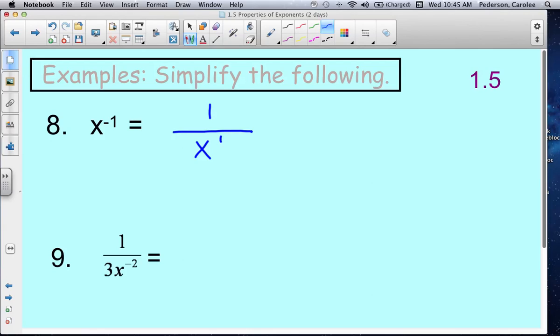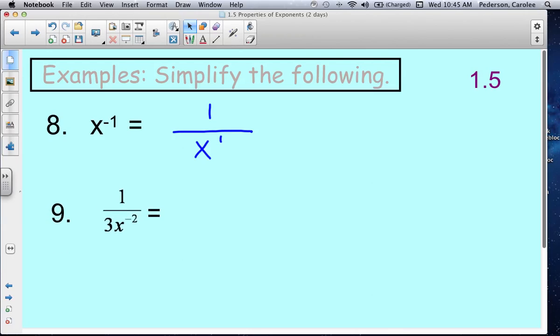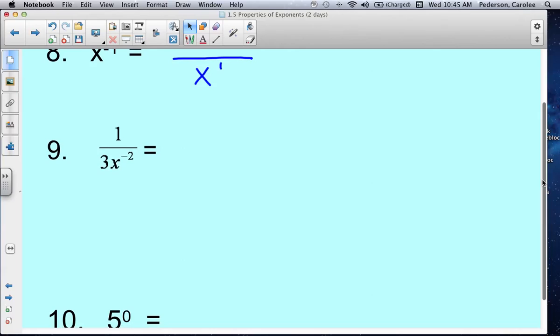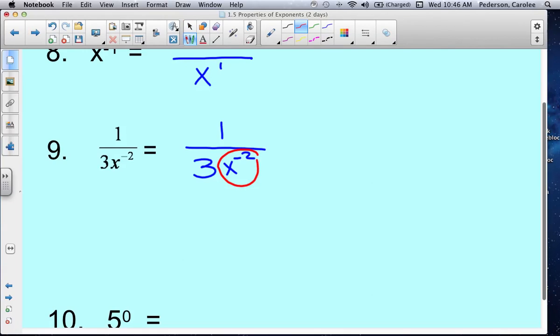Next example, number 9, the exponent is also a negative in the denominator, so now we do the opposite. We bring that denominator, x to the negative 2 power, up to the top. So this x to the negative 2 power piece is going to go up to the numerator and make it a positive x squared.